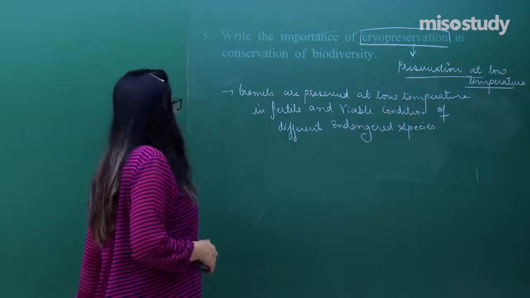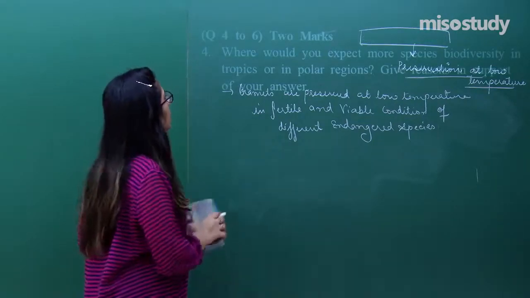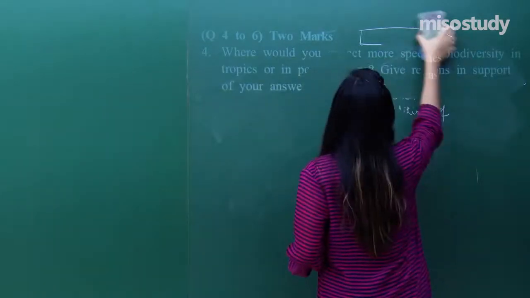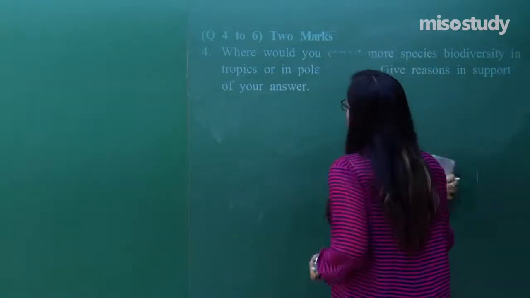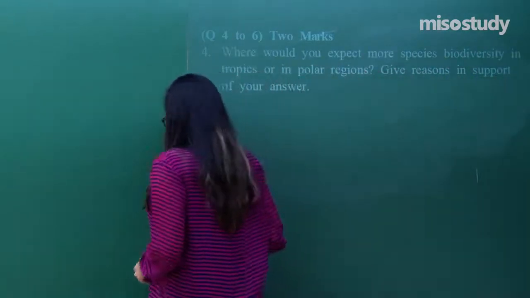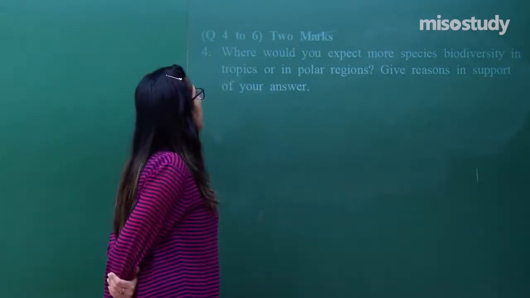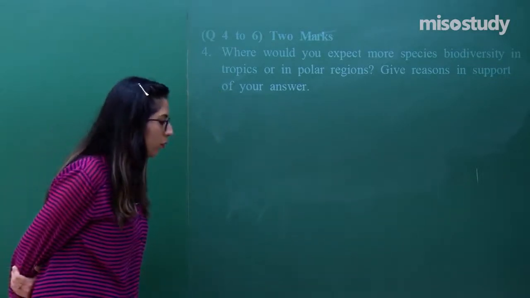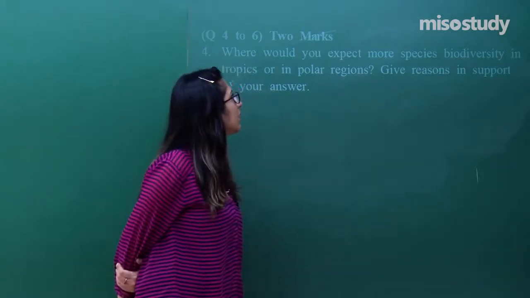Now let's move on to the next question, which is from a different category, that is of 2 marks. Hope you have noted this down. Where would you expect more species biodiversity, in tropics or in polar region? Give reasons in support of your answer.